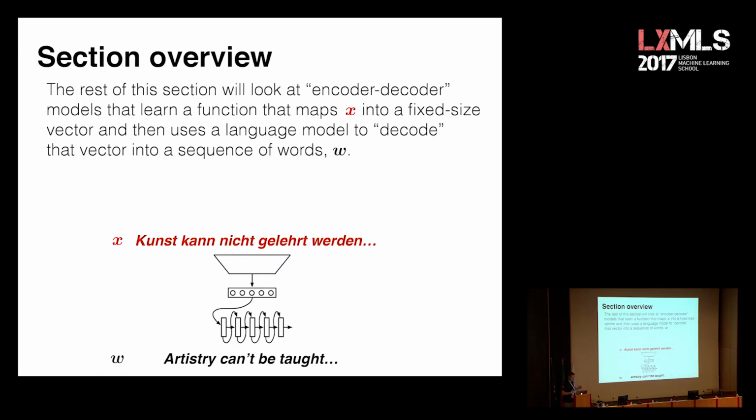Okay, so the rest of this part is going to look at what's called an encoder-decoder architecture, which is going to learn a function that maps x into a fixed size vector and then uses a language model to decode that vector into a sequence of words. And the reason I like this, not as a state-of-the-art model, is that it shows how simple and modular neural networks can be. You can study, say, vision and image processing on one end, and then put this together with a language model which is studied completely independently, and you've immediately got a caption generation system.